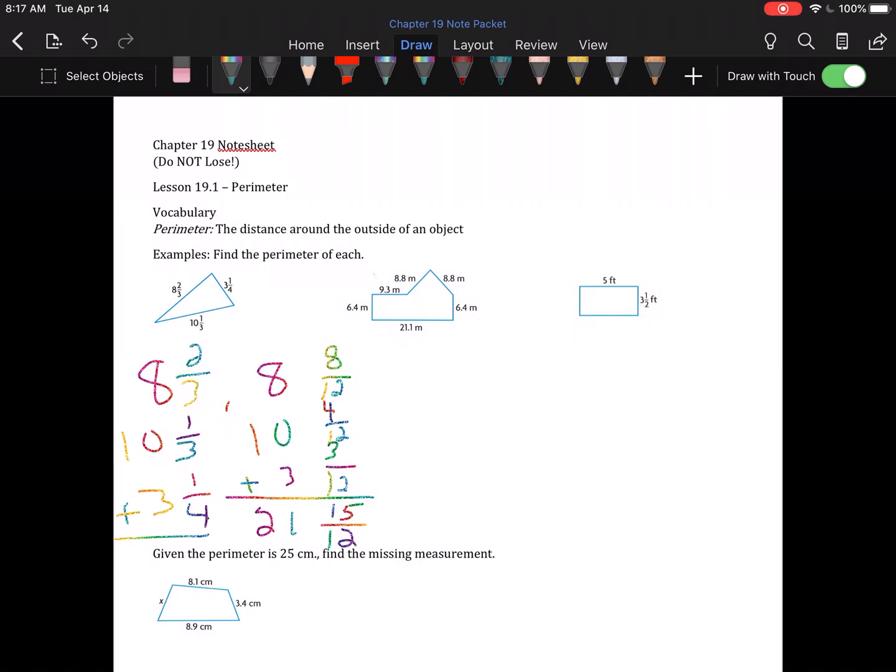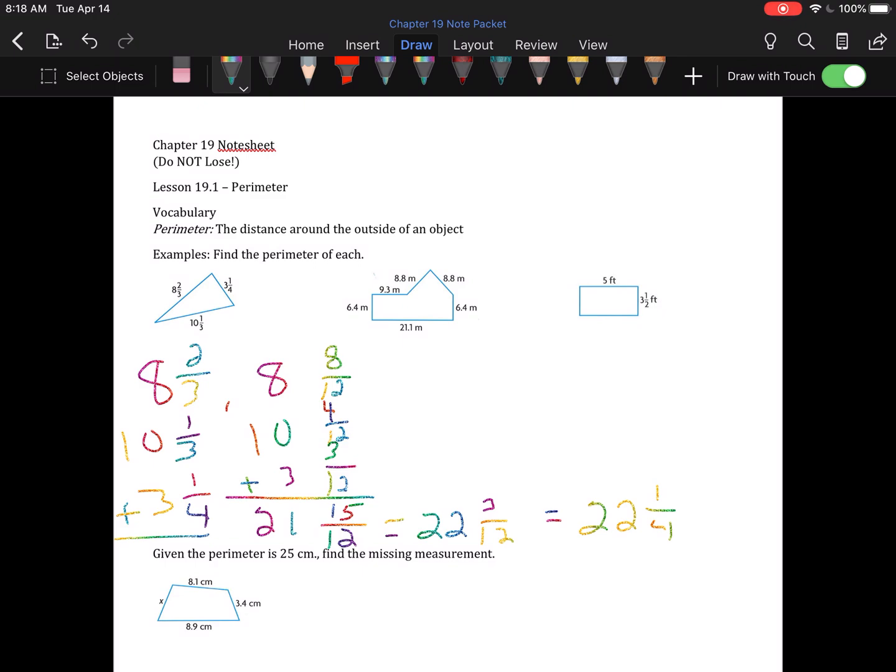You can't give me an answer like that because you can't give me a partially improper answer. So I can take 1/12 away from 15. That would give me 22 and 3/12 left over. And 3/12 simplifies to 22 and 1/4.